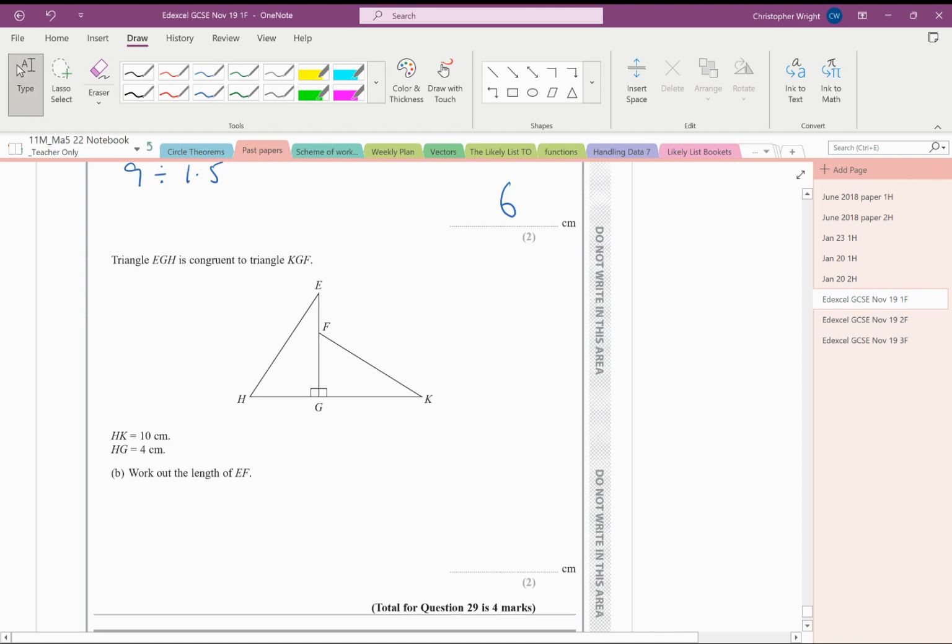Okay, triangle EGH. EGH, this one, is congruent, that means identical, to KGF. All right? Now it tells you that HK, all of this length, is 10, and HG, which is this bit, is 4. Hey, wait a minute, then this bit is 6.